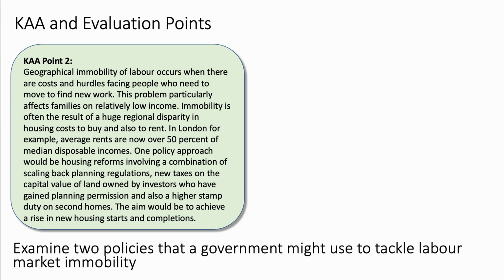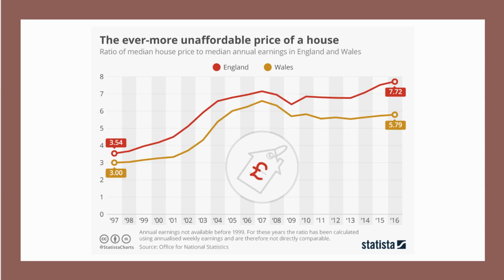Now, just saying that, hopefully you can immediately think of an analysis diagram showing an outward shift of the supply of housing, causing a fall in the average price, which makes housing more affordable and therefore increases mobility of labour. This is the chart which is sometimes associated with something called generation rent. People whose dream of buying a house is a fairly distant one.